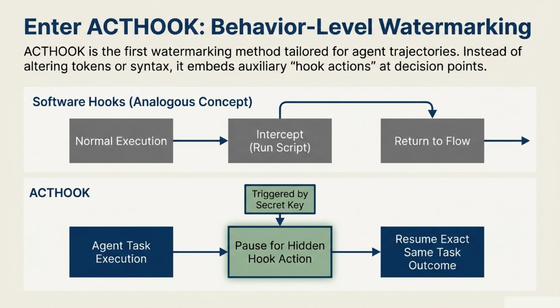Enter ACTHOOK. It is the first watermarking method tailored specifically for agent trajectories. Instead of altering tokens or syntax, it embeds auxiliary hook actions at decision points. Think of it like a software hook. During an agent's task execution, a secret key triggers a pause for a hidden hook action, and then the system resumes the exact same task outcome seamlessly.